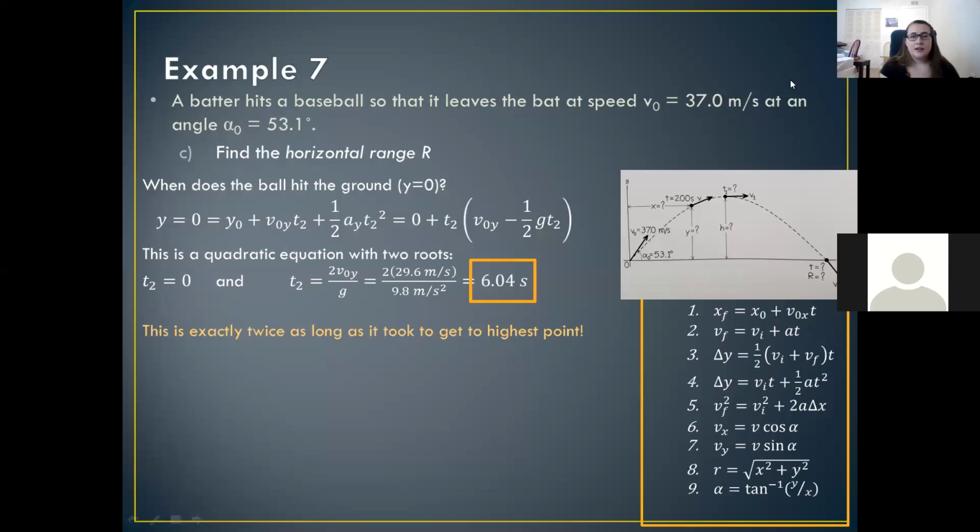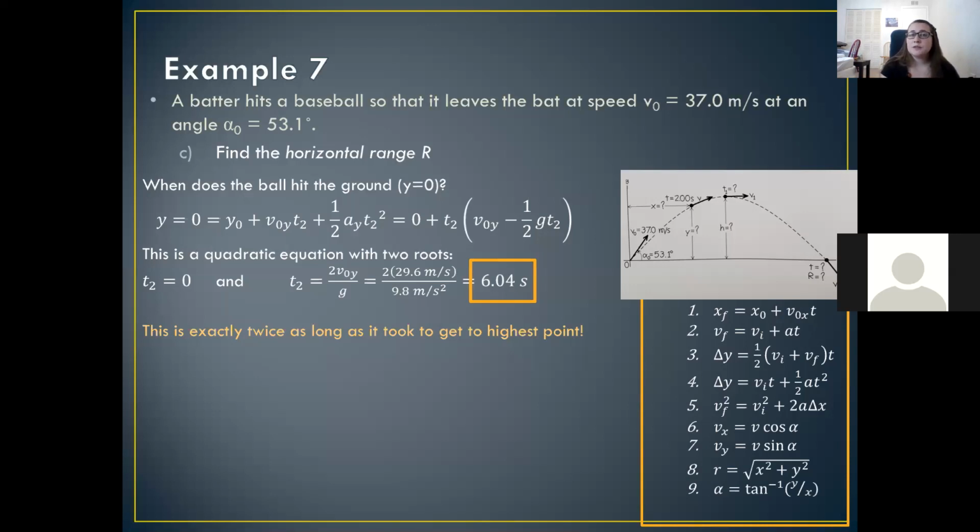Okay, and we're back. So the reason why this time is in an orange box instead of a yellow box is because it didn't actually ask us to find the time, it asked us to find the range. However, in order to find the range, we needed to know the time that it would hit the ground. We found that first, even though it didn't specifically ask us to do that.